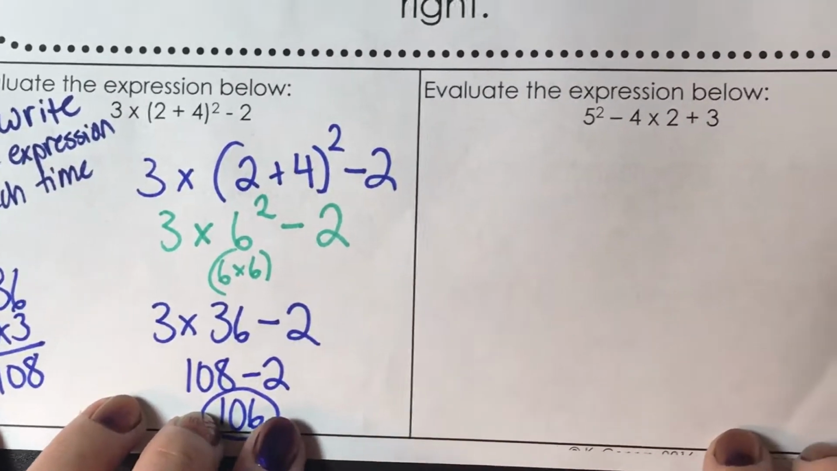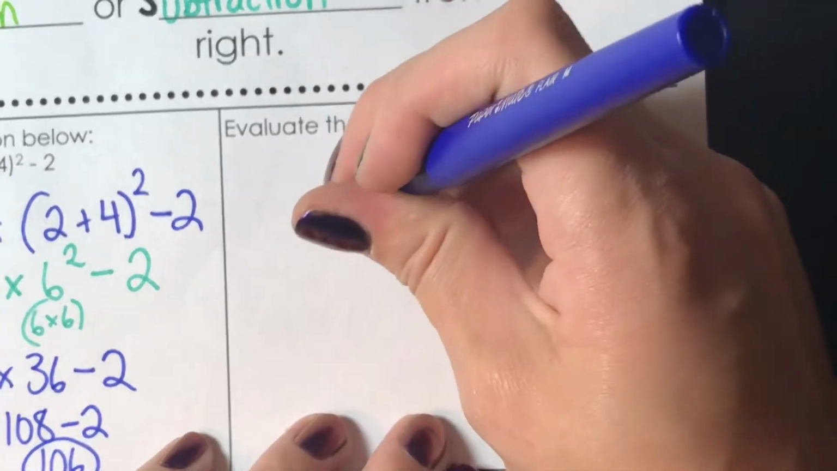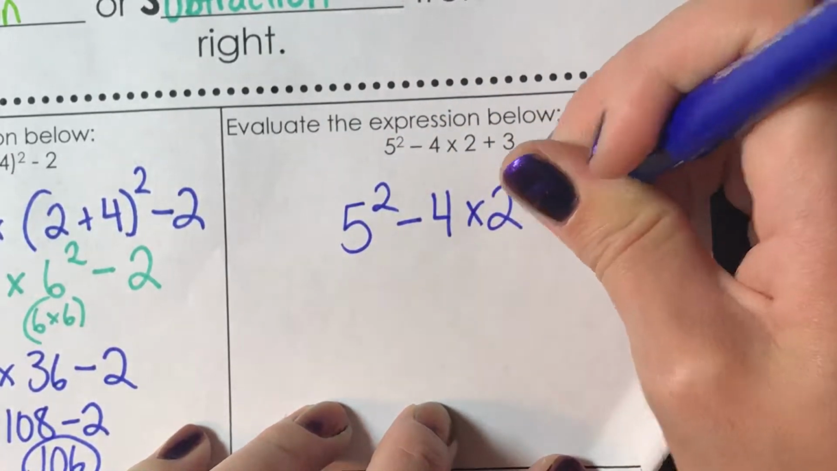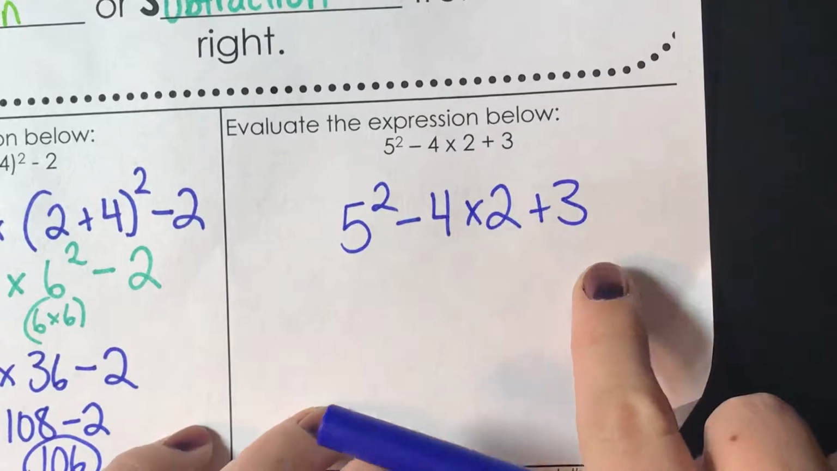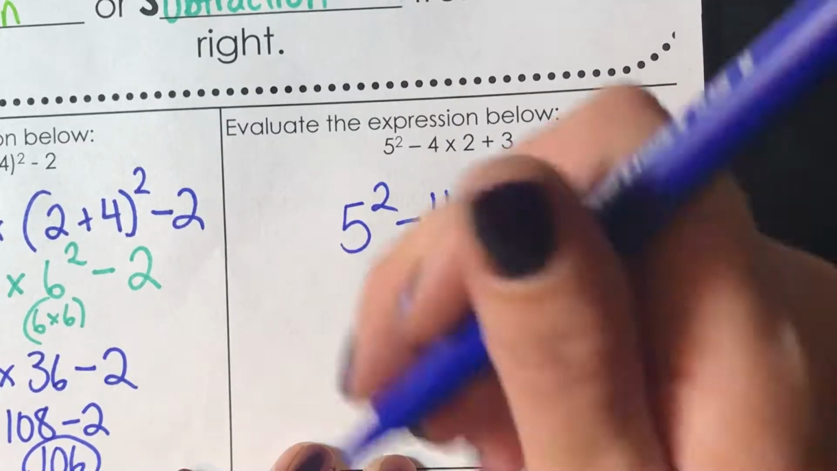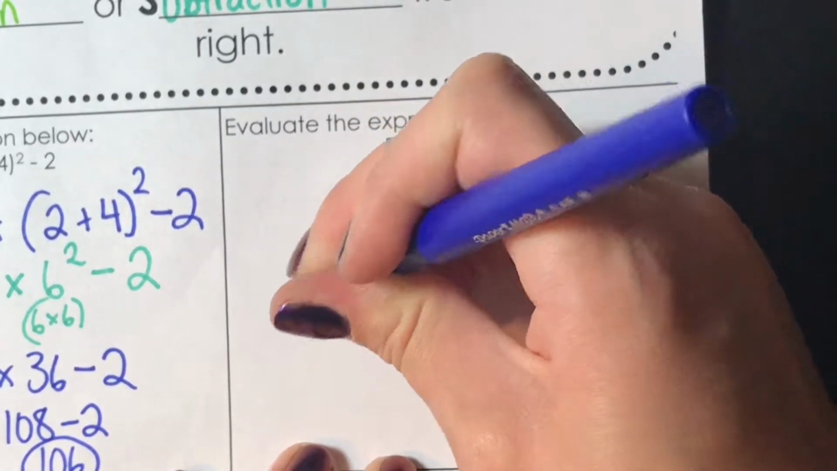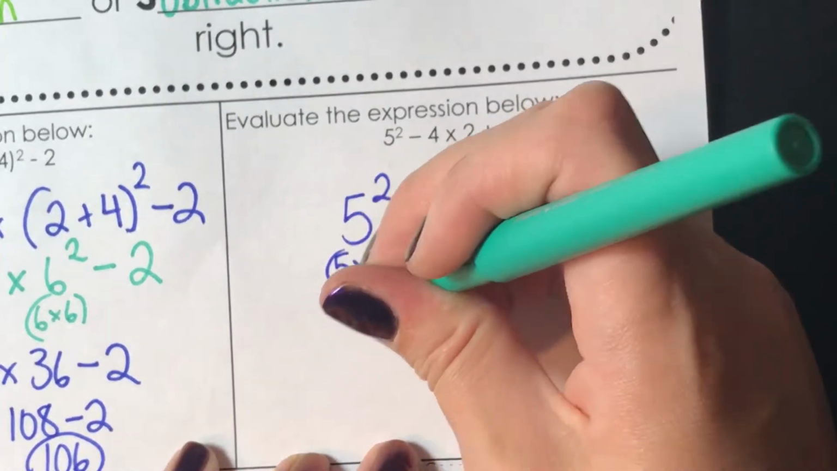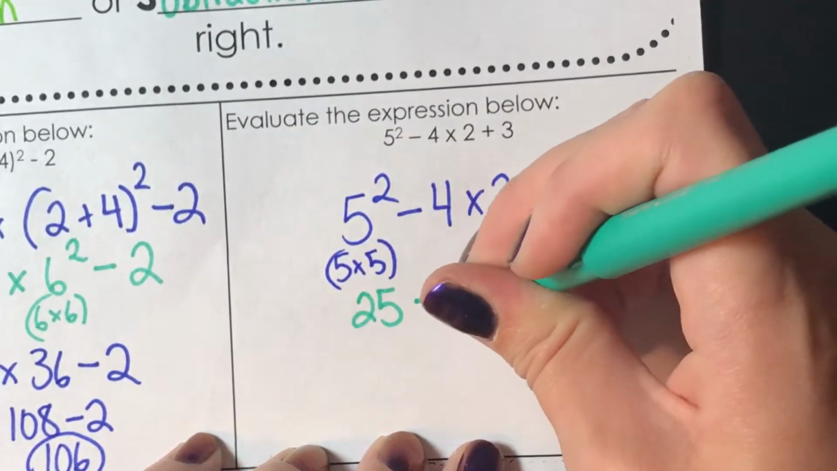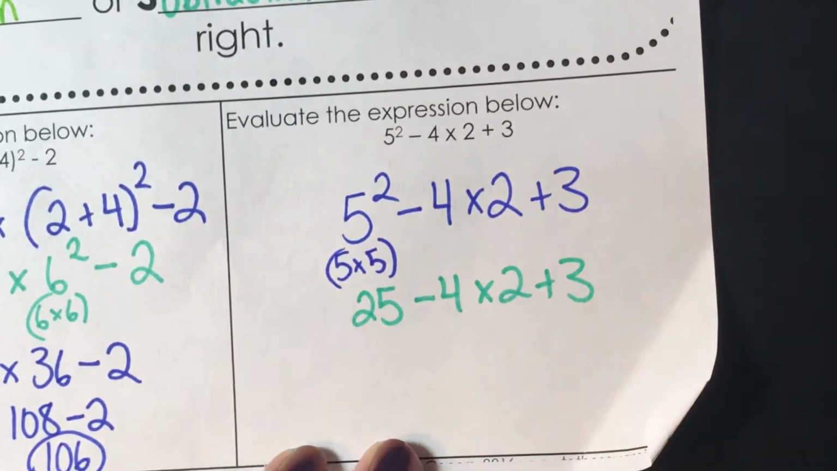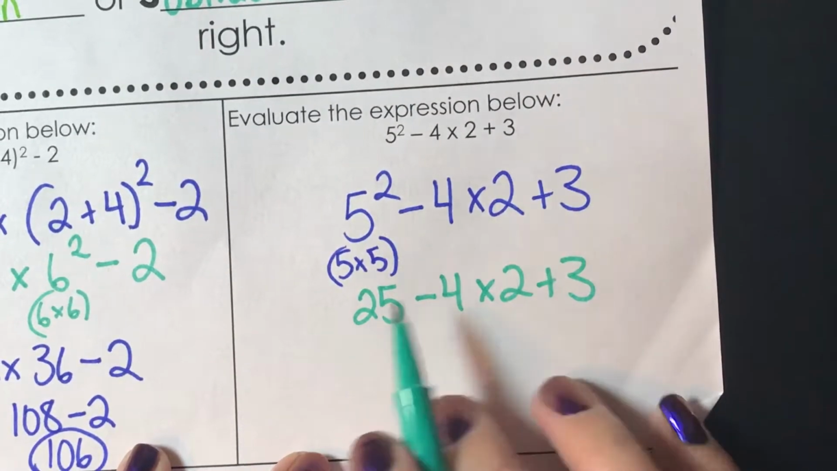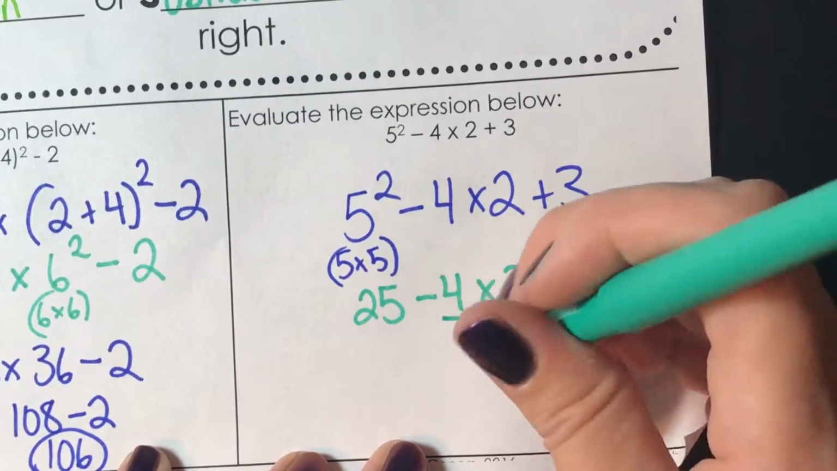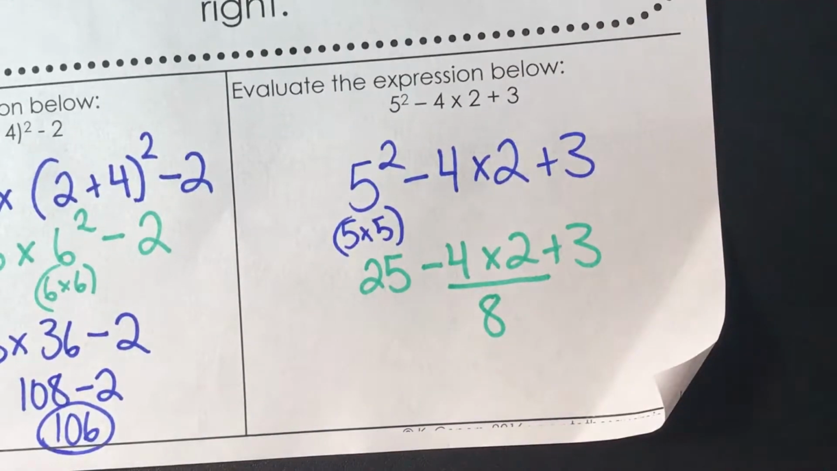All right, let's try one more together. 5 to the second power minus 4 times 2 plus 3. Are there parentheses? Nope. Are there exponents? Yep. This is the same as 5 times 5. So I'm going to rewrite it in new color. 25 minus 4 times 2 plus 3. Are there parentheses? Nope. Are there exponents? Nope. Is there multiplication or division? Yes, there is. This is the same as 8. So I'm going to rewrite underneath.